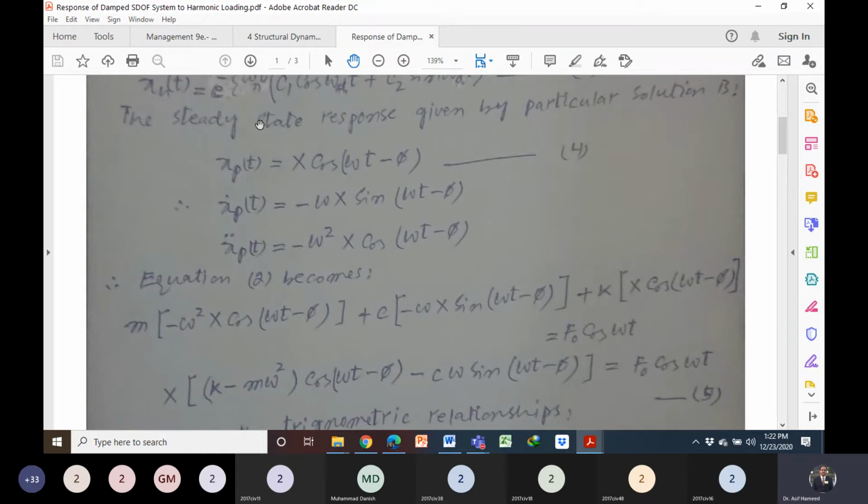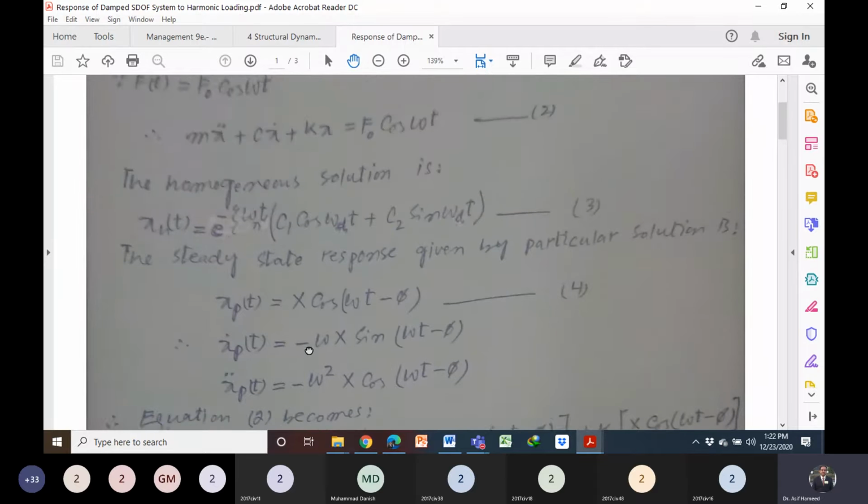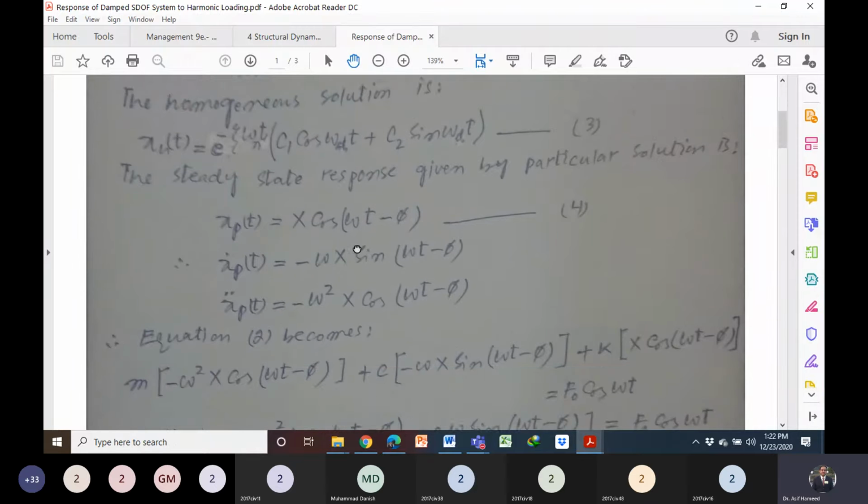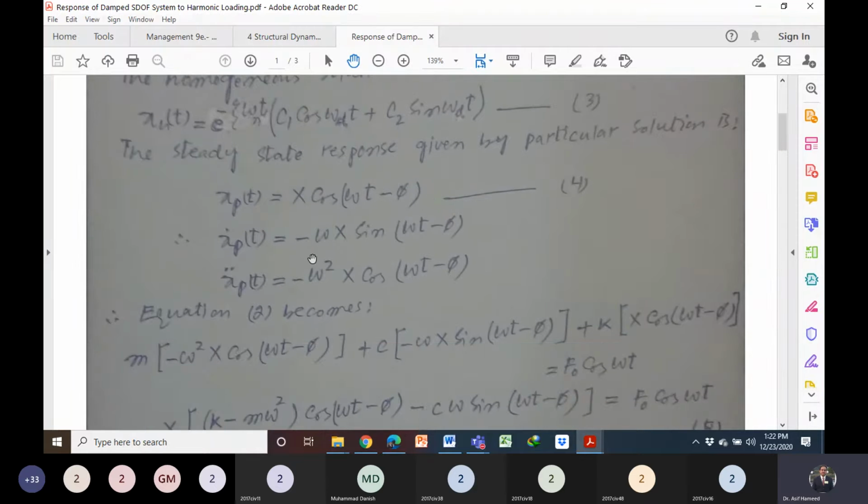This is the particular part of the solution. Loading is harmonic, response is also harmonic. Now we want to find out the solution. Here in this expression, we have the acceleration and velocity, but we have the displacement response here. What we can do is find the derivative of this expression. We have the velocity here, and then the acceleration.